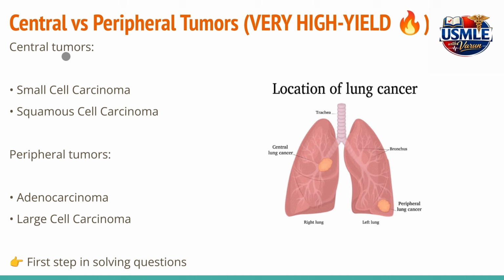The fastest way to approach a lung cancer question is to first identify the location of the lesion. If the tumor is central, meaning near the hilum or the bronchi, think of either small cell carcinoma or squamous cell carcinoma. If the tumor is peripheral, it is located in the outer lung fields. Think of adenocarcinoma or large cell carcinoma. So, this simple classification helps us immediately narrow the options by half.